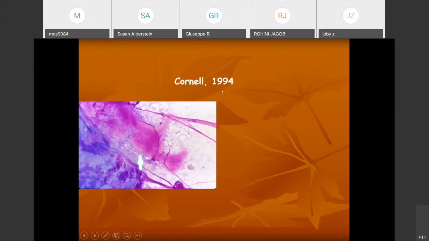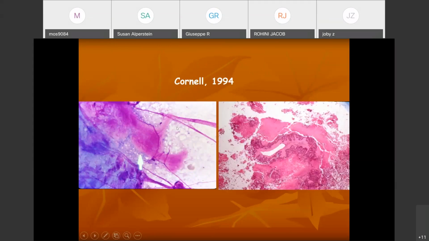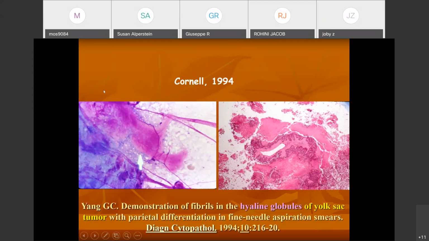And then at Cornell, in 1994, I had a really weird case. It has this substance, really weird. I sent it to Dr. Tao in Indiana. He told me he has seen this before, and he gave me a clue. It's yolk sac tumor. It's hyaline globules. See? So that's 1994.